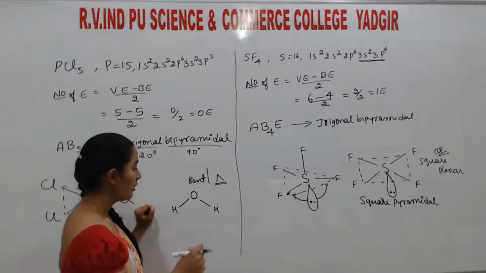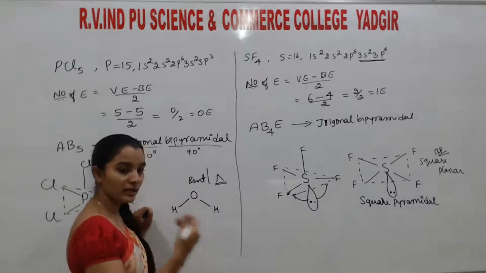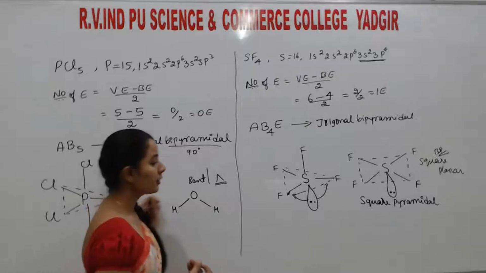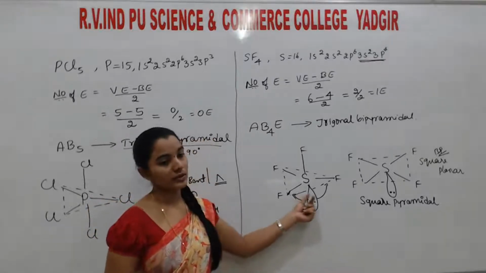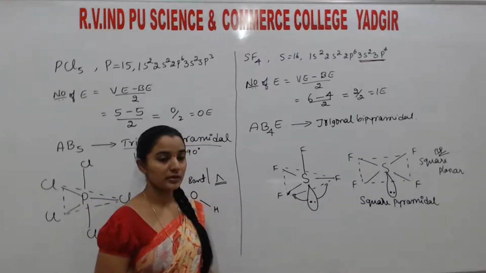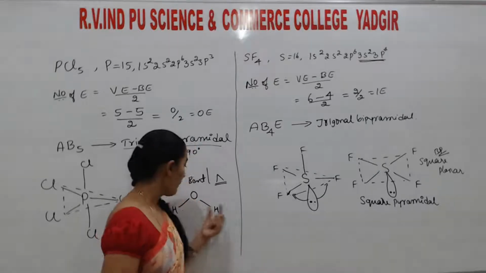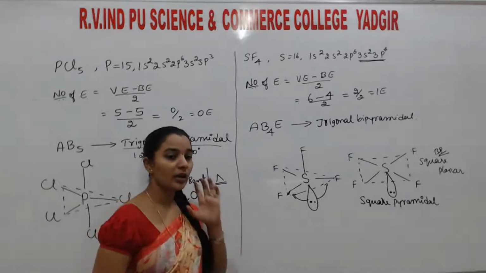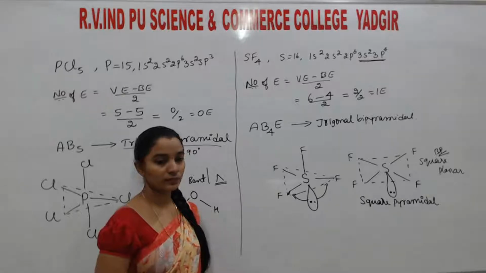So by considering the bond pairs only, we can easily explain the structure. Either by considering this bond pair as well as lone pair, we can explain the structure easily. Both are correct. Bent shape is also correct. Tetrahedron shape is also correct.